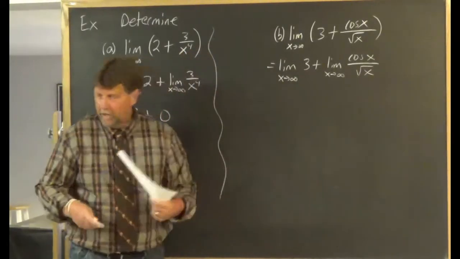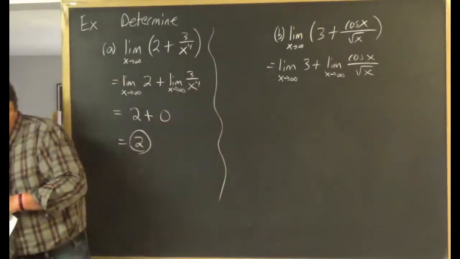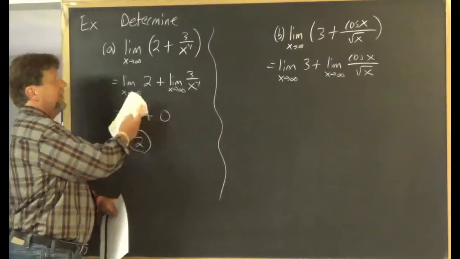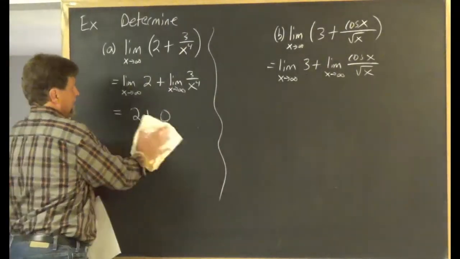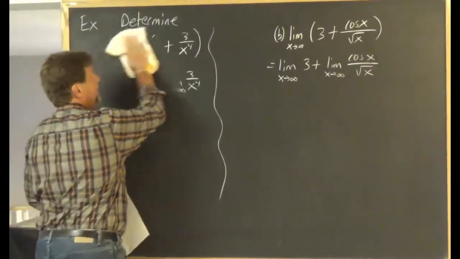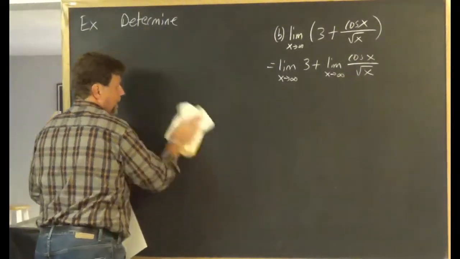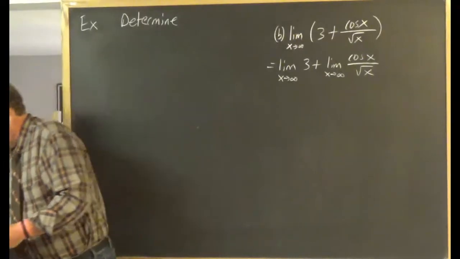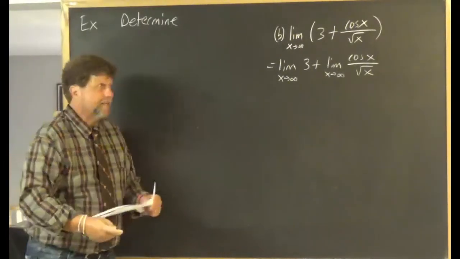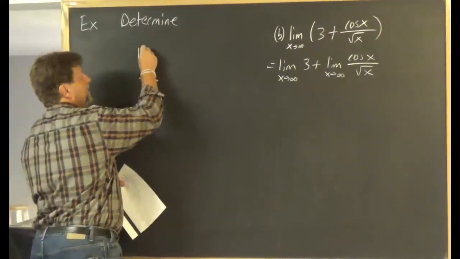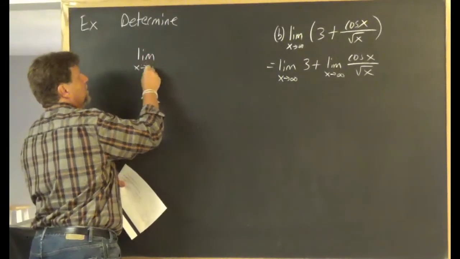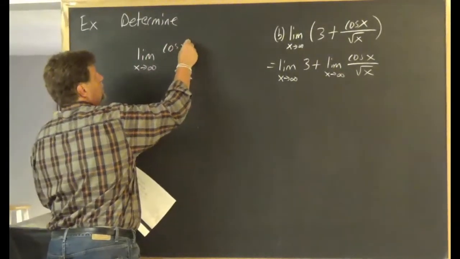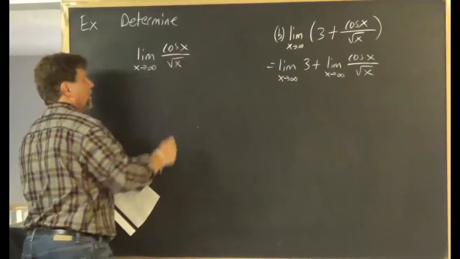So, you know what, I'm going to come over here to the side. I'm going to come over here to this area, so I have to erase this, to do a little bit of work in trying to analyze this limit as x approaches infinity of cosine x over the square root of x.